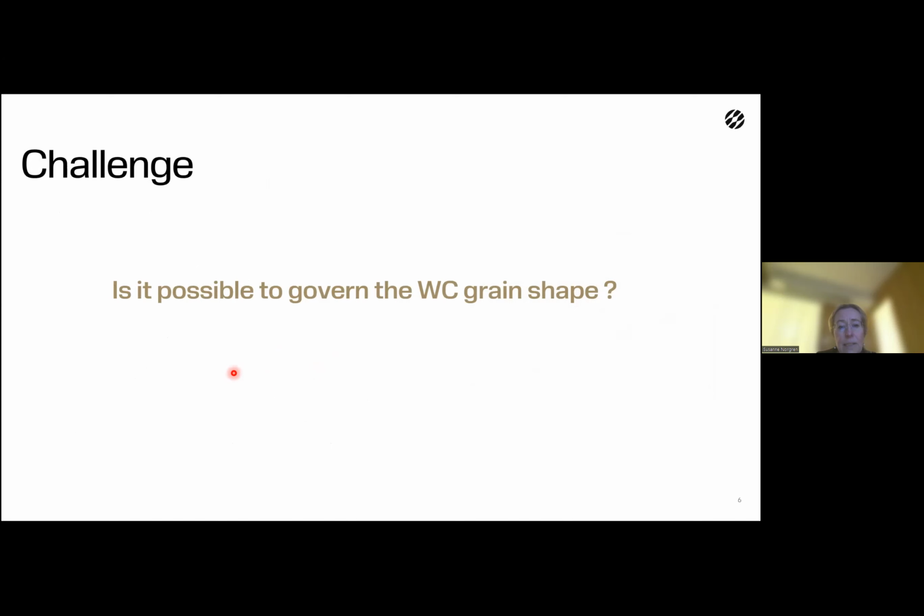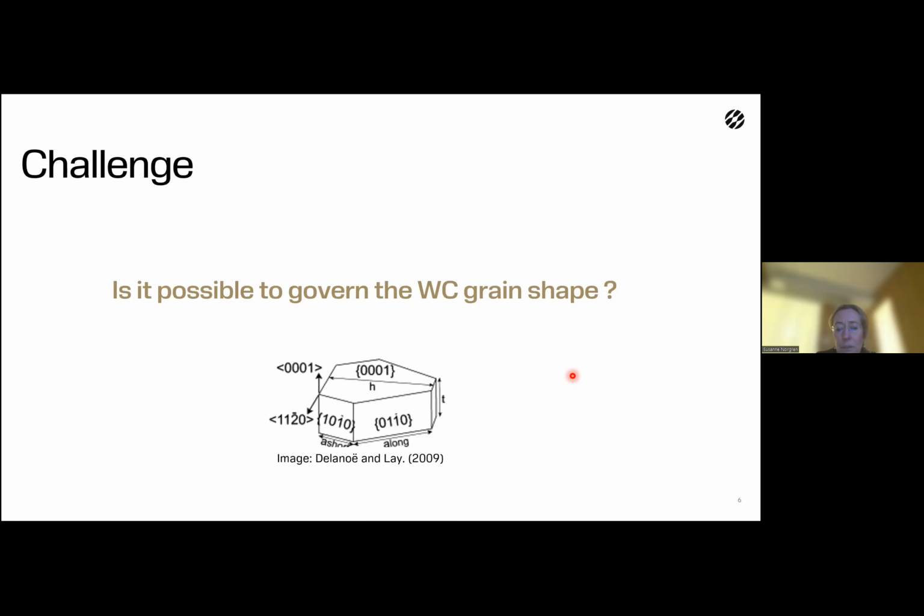So a question you can ask yourself when you try to design the microstructure: is it possible to govern the tungsten carbide grain shape, as it's so important when it comes to the applications for this composite material? As you saw, you have these two different planes.